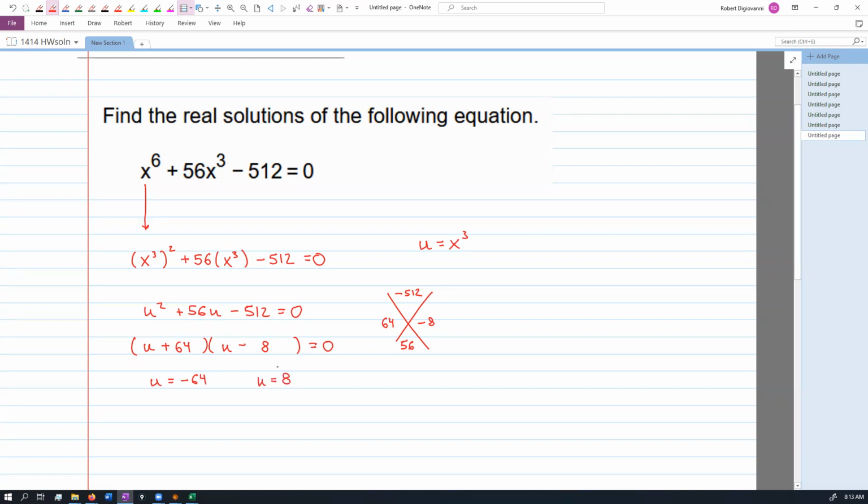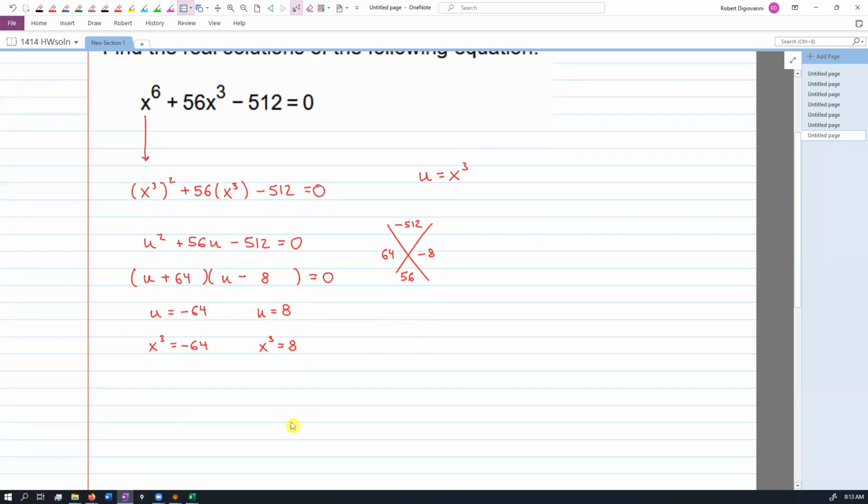And now remember what u was. u was x cubed. So x cubed has to be negative 64 and x cubed has to be 8. Now we're going to take the cube root on both sides in order to kill off the cube. You have to do it on both sides, and you do not have to do plus or minus because it's an odd root. Anytime you have an odd root, you don't have to do plus or minus. So the cube root of negative 64 is negative 4, because negative 4 times negative 4 times negative 4 gives you negative 64.